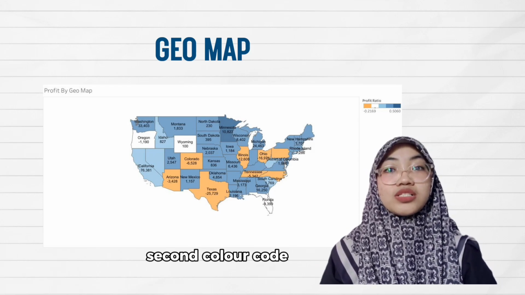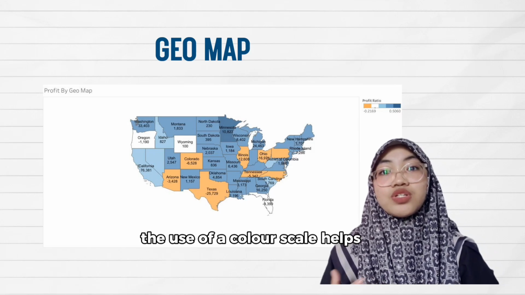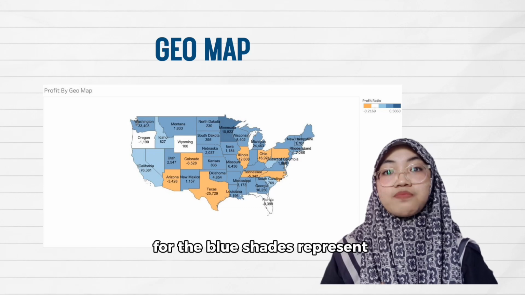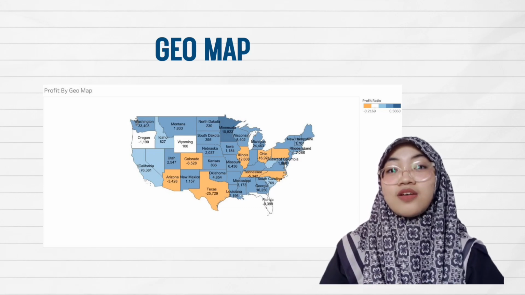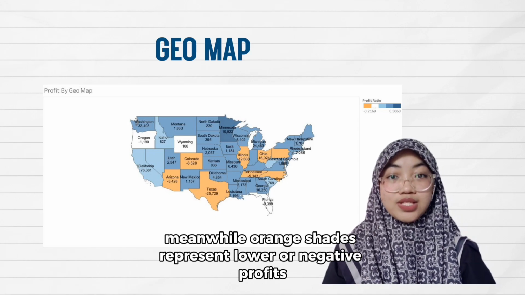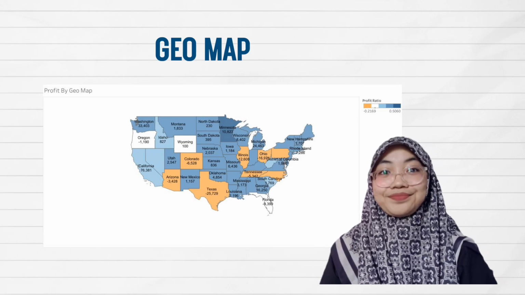Second, color-coded profit ratios. The use of a color scale helps to differentiate between profit levels. The blue shades represent positive profits, with darker blue indicating higher profits. Meanwhile, orange shades represent lower or negative profits, with darker orange indicating larger losses.